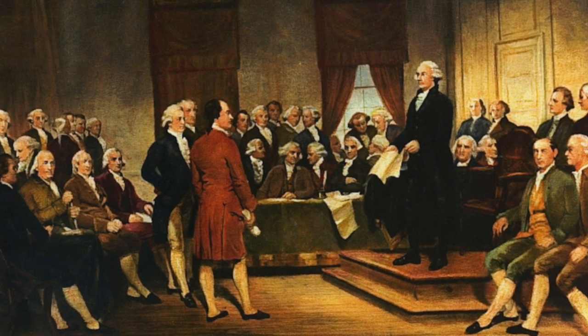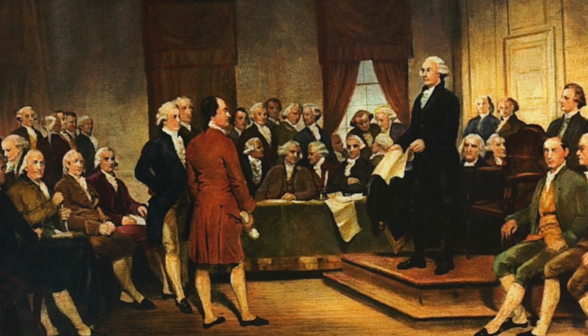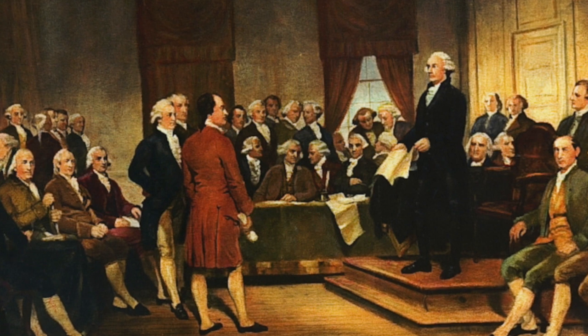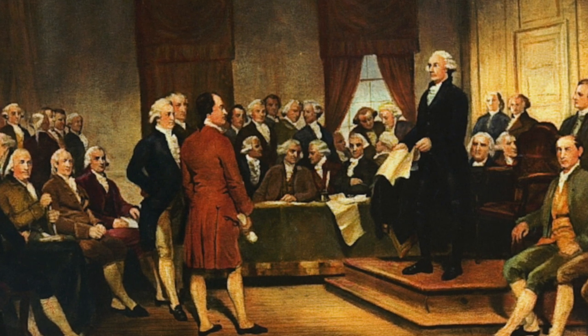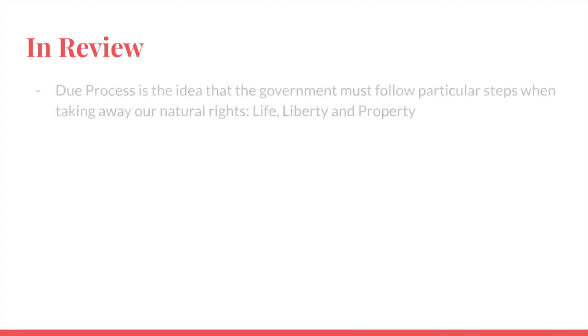Therefore, it's on the government. It's their responsibility to prove the guilt of an individual, because if they want to take away someone's life or liberty or property, they better get it right. That's why in America, you're innocent until you're proven guilty. Now let's revisit our journey into the idea of procedural due process.